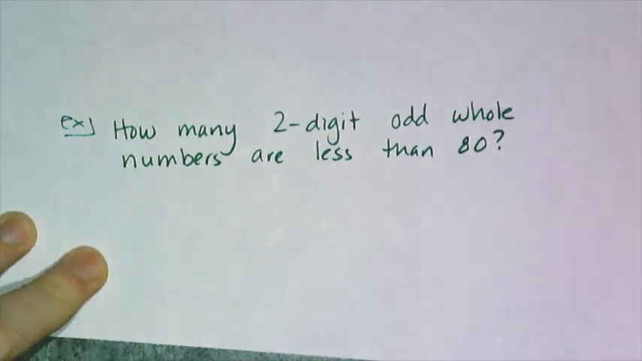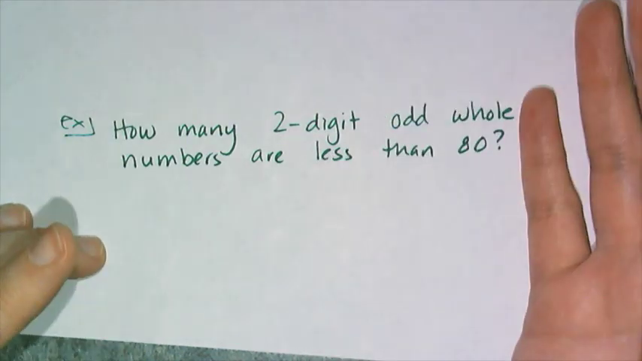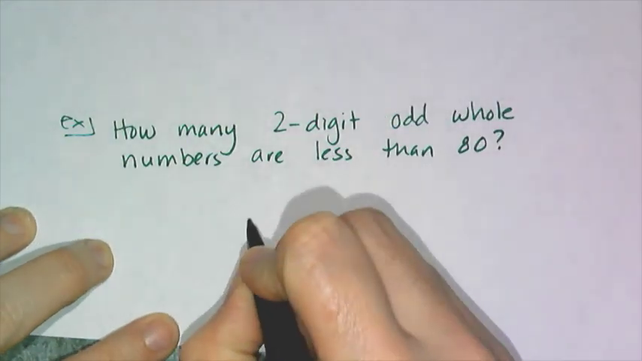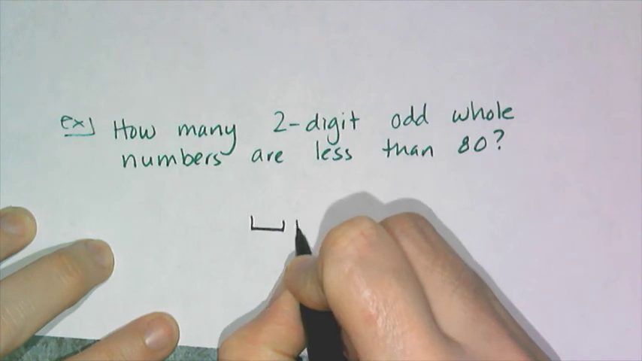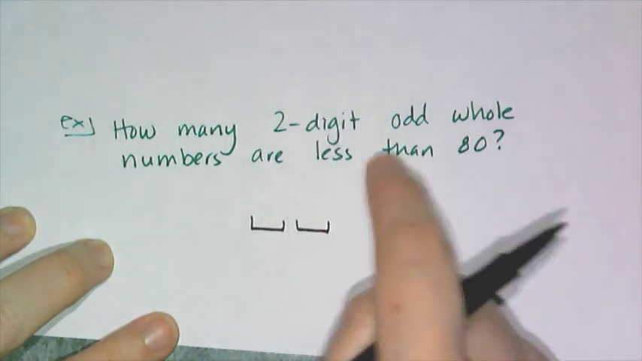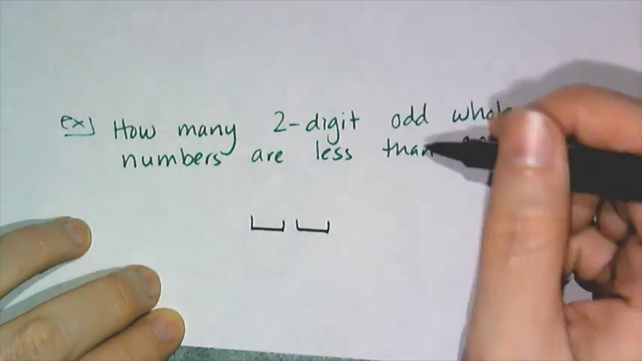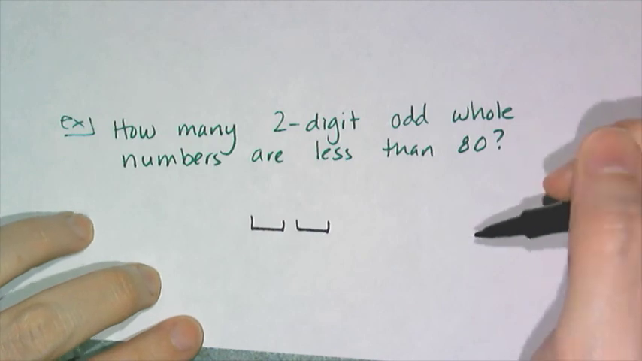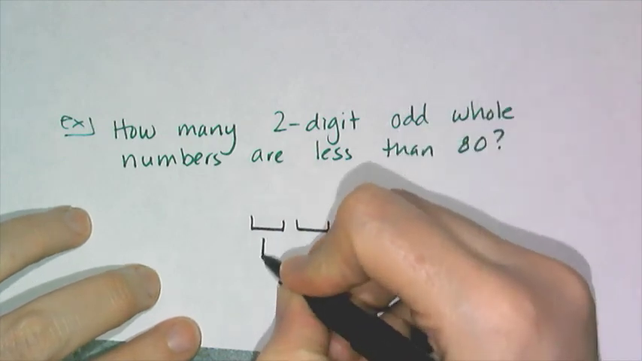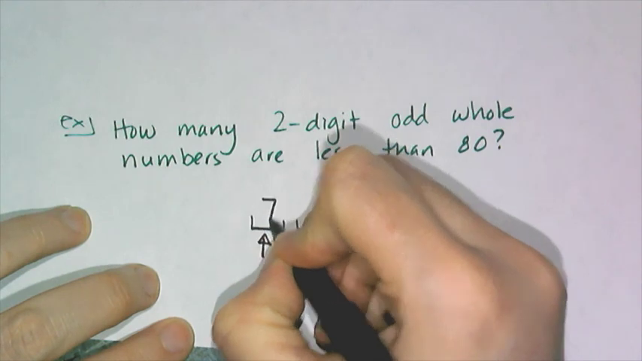And so in order to figure this out, I have to think about the possibilities I have for each digit. And the way I like to do this is to make two little cups, and inside the little cups will go the number of ways things can happen. So if I'm looking for two-digit odd whole numbers that are less than 80, then I have a certain number of options for that first digit. And so that first digit can be 1 through 7, which gives me 7 possibilities.